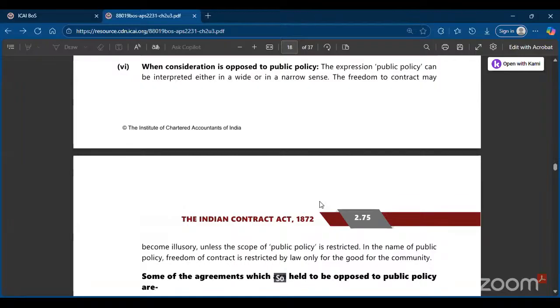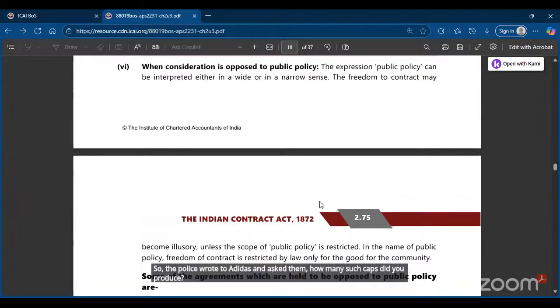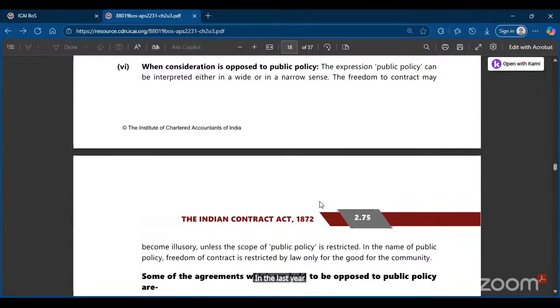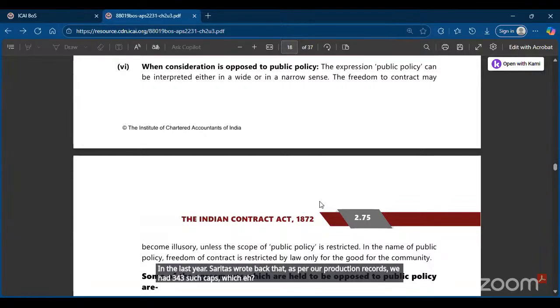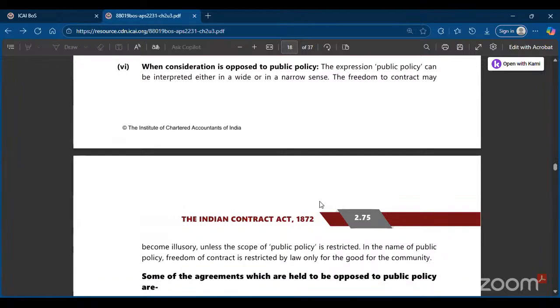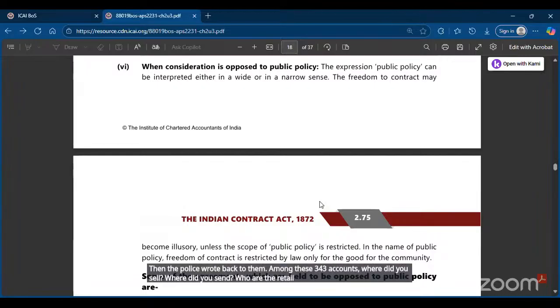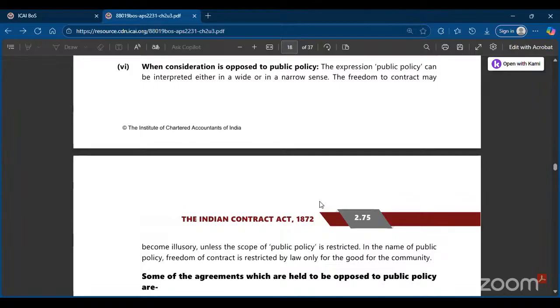So the police wrote to Adidas and asked them, how many such caps did you produce in the last year? Adidas wrote back that as per their production records, they had 343 such caps which they sold. Then the police wrote back, among these 343 caps, where did you send them? Who are the retailers to whom you sent these caps?